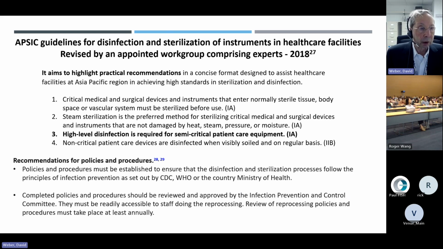What did they say? Critical medical and surgical devices that enter normal sterile tissue or the vascular system must be sterilized. We've already mentioned that. Steam sterilization is the preferred method since it's the most robust method. And really, if you reach the time and temperature for an appropriate duration, there's never been a failure of steam sterilization, and so it is the best method to use. One would only use low-temperature sterilization, gases or liquids, if the device would be damaged by steam.